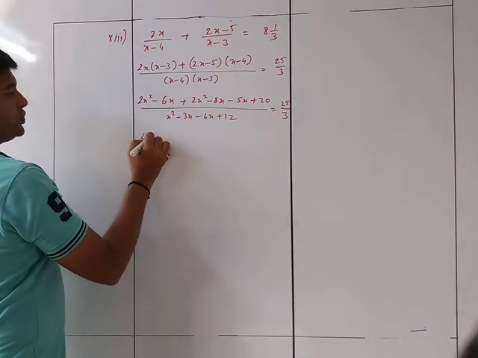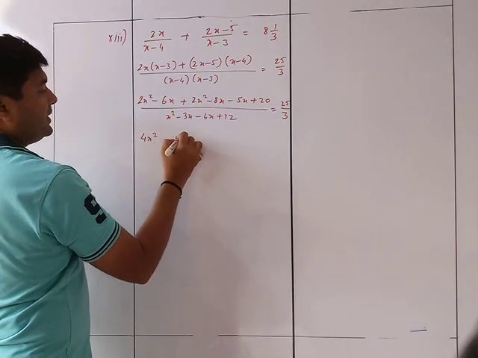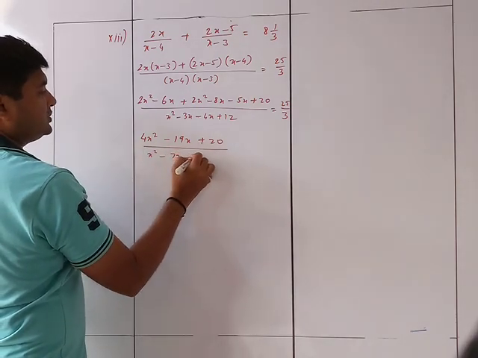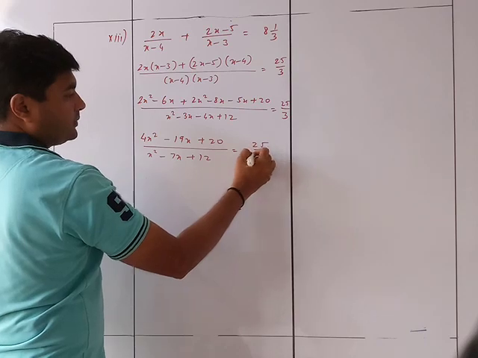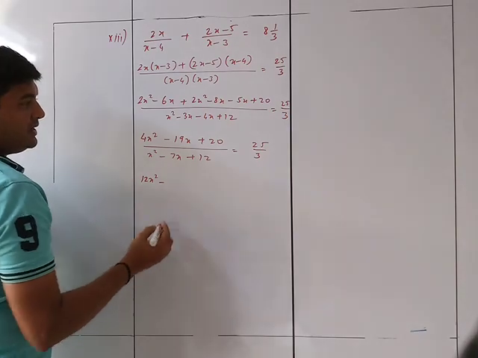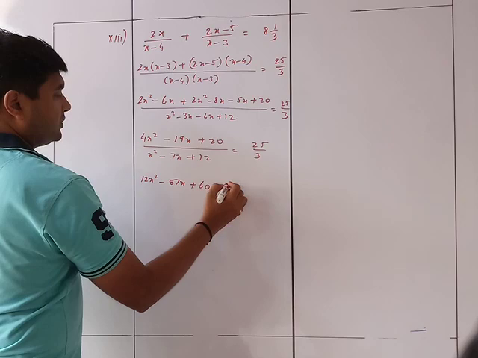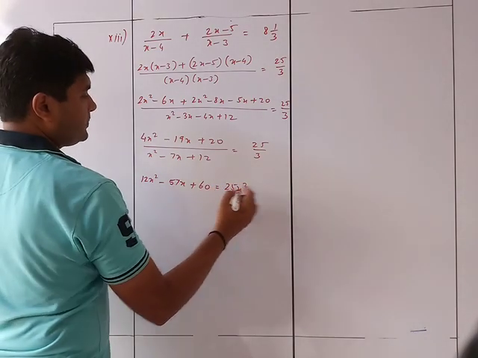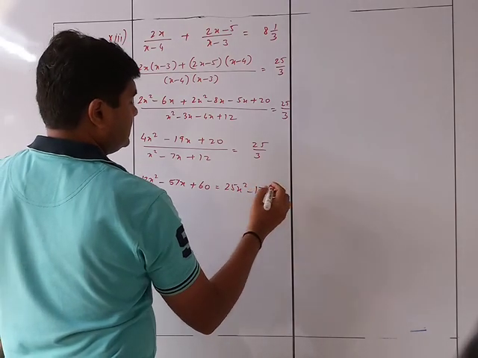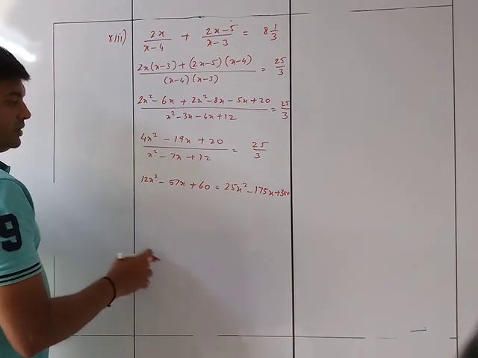2x square plus 2x square is 4x square, and then 8 plus 5 is 13, minus 13x plus 20 upon x square minus 7x plus 12 is equal to 25 upon 3. Cross multiply, you get it as 12x square minus 19 into 3 is 57x plus 60 is equal to 25x square minus 175x plus 300. Okay, bring everything on one side.